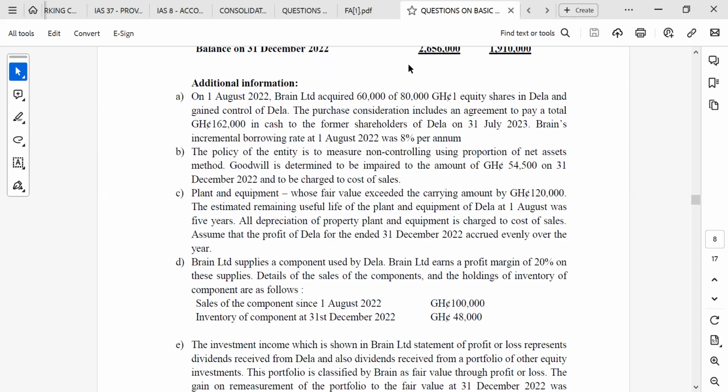So the parent will be recognizing 100,000 and the subsidiary will be recognizing 52,000 relating to those sales. The sales made by the buyer becomes the actual sales. So the subsidiary will be recognizing 52,000 as a sale. Why 52,000? Because the total sales was 100,000, but they have 48,000 remaining. It means that they made sales of 52,000. So the 52,000 should be the actual sales for the group.